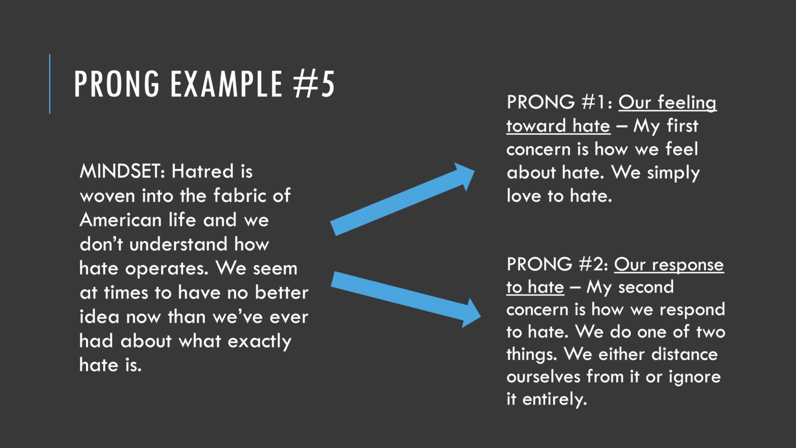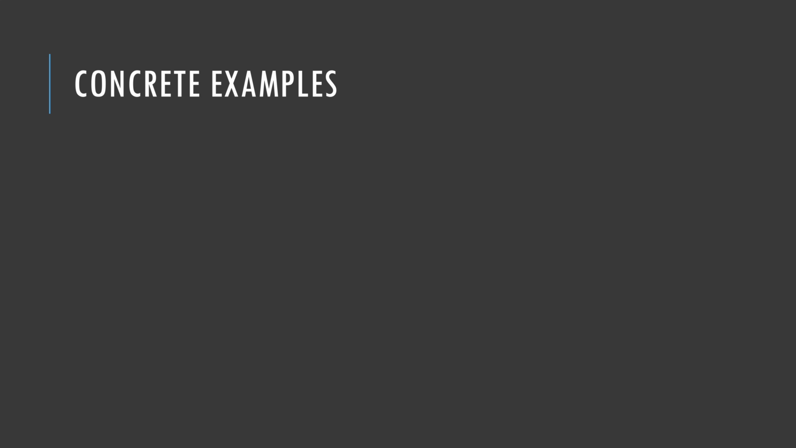So notice the first one is about our overall attitude and our attachment to hate. And the second one is our response to hate when we see it. So again, really good ways to organize the speech. So hopefully these prongs have helped you to understand organizationally there's a lot more going on in terms of the structure of an original oratory. And so coming up with these prongs is very, very important to a successful OO.